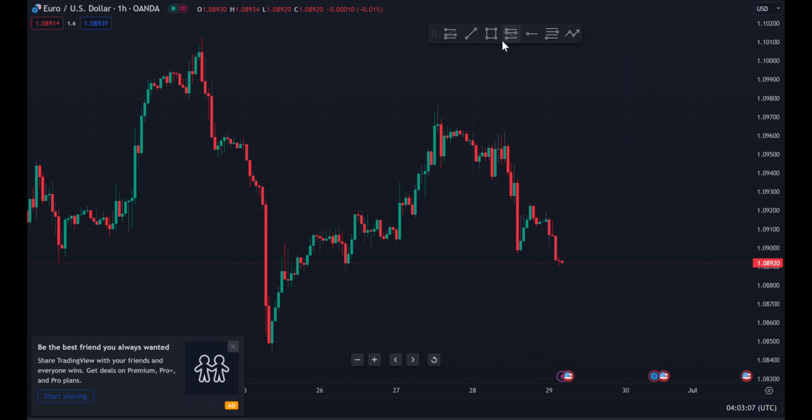So our zone is always up here. Yeah, so while this market is retracing back, this will be our zone. Okay, this is Euro USD.